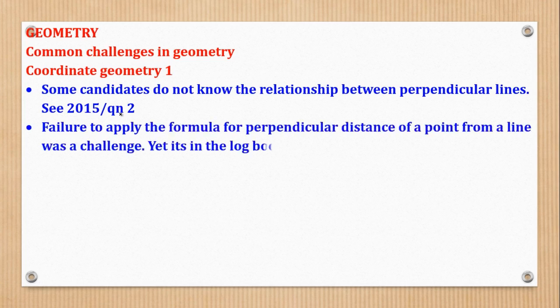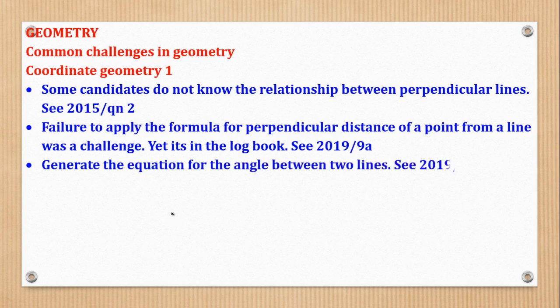Then failure to apply the formula for perpendicular distance of a point from a line. These formulas are in your logbooks, but in 2019, some candidates failed that question. Then failure to generate the equation for the angle between two lines. The angle between two lines is also examinable. If you look at 2019, question 9b.